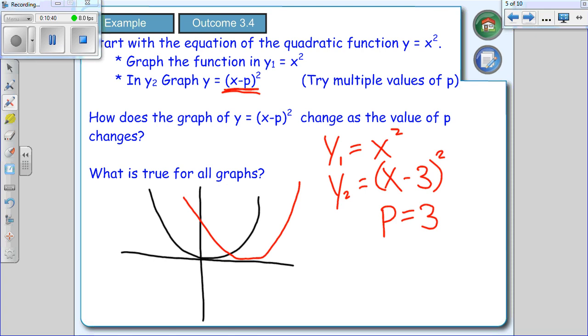Could it be like an infinite set of brackets? Good question. So if I gave you x plus 3 squared, what would your p-value be? That's when your p is negative 3. So the value of it is the reverse of what it looks like, because the formula is in x minus p format.